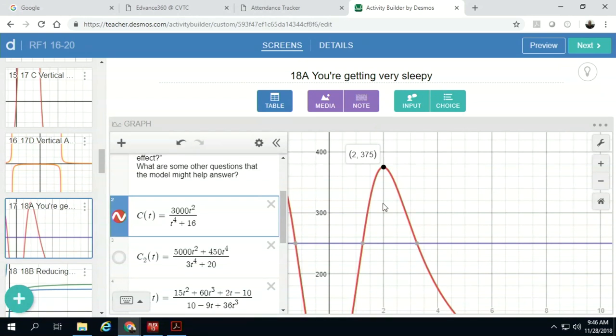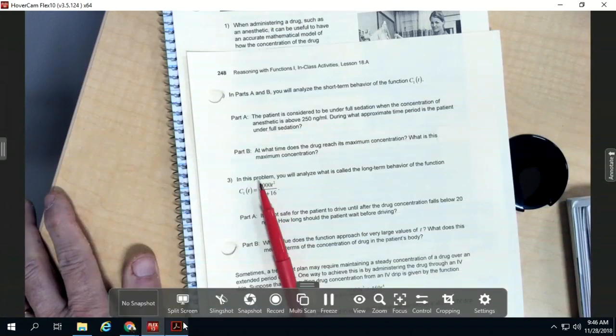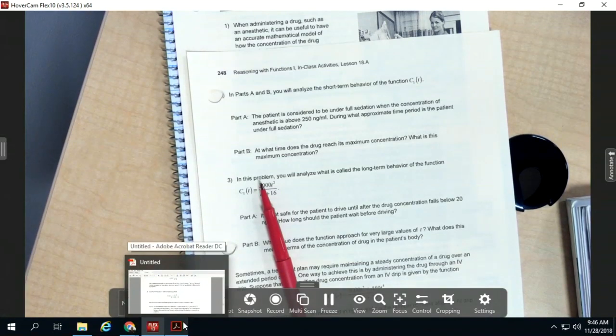Then it says, let's analyze the long-term behavior of this function. There are 2 test questions on the next test that people get wrong like crazy because they don't understand what it means to analyze the long-term behavior of a function. So we've got the graph there. If we go farther towards the negative here, we will eventually get to a certain spot. If we go farther towards the positive, we will eventually get to a certain spot.